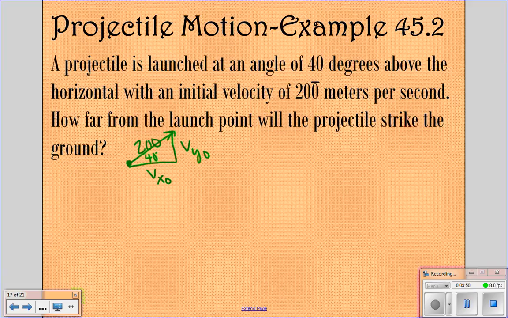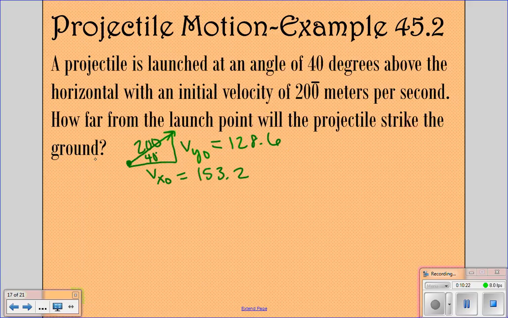And so if you use sine and cosine, your v sub y initially is going to be 128.6, and your v sub x initially is going to be 153.2. So now we're going to use our x and y equations for motion and position, and we want to substitute into them what we can.